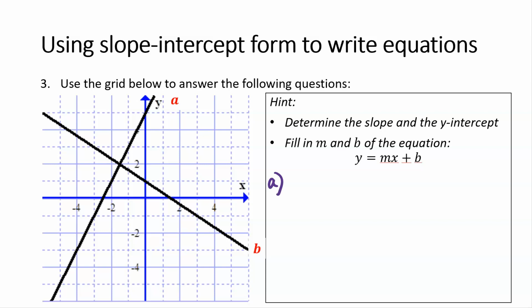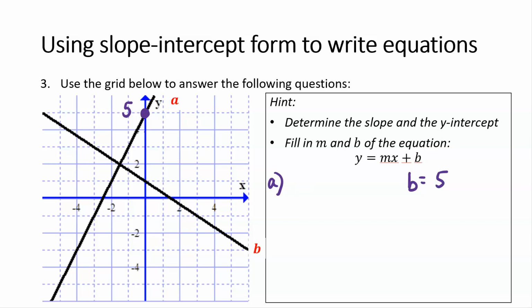For line A, it intersects the y-axis here. So that is 3, 4, 5. It intersects the y-axis at 5. That's your y-intercept. So for A, your y-intercept, which is the b part of the equation, let me write it over here, is 5. Well, what about the m?